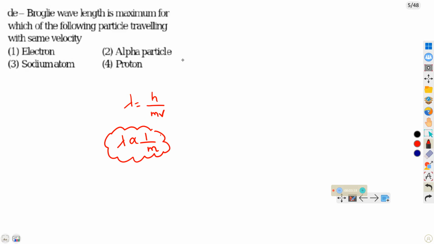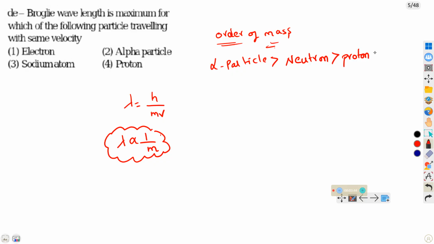So, order of mass: alpha particle is greater than neutron is greater than proton is greater than beta particle. This is the order of mass.